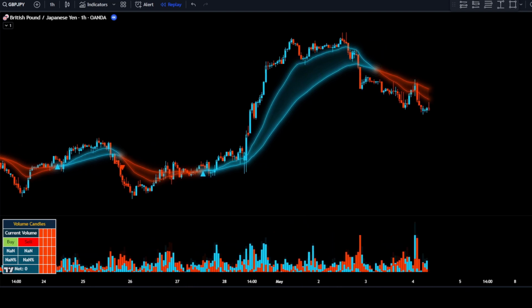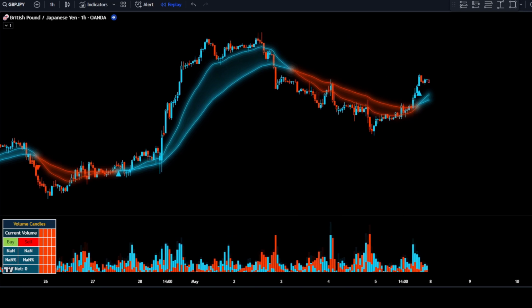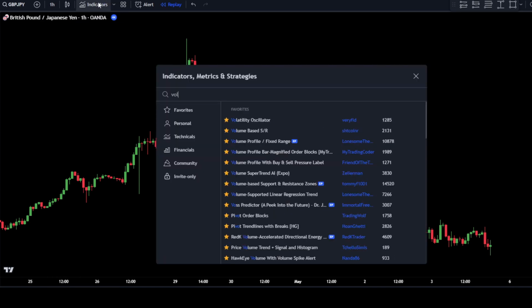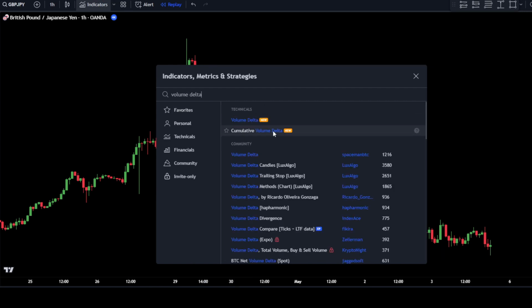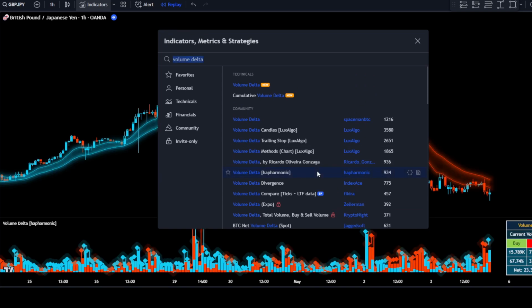Let's get started. To use this supply and demand trading strategy, you can go to TradingView. In this example, we will use the GBP-JPY pair with a 1-hour time frame. Then, go to the Indicator Search tab. In the Search tab, type Volume Delta. Next, select Volume Delta from Hapharmonic.